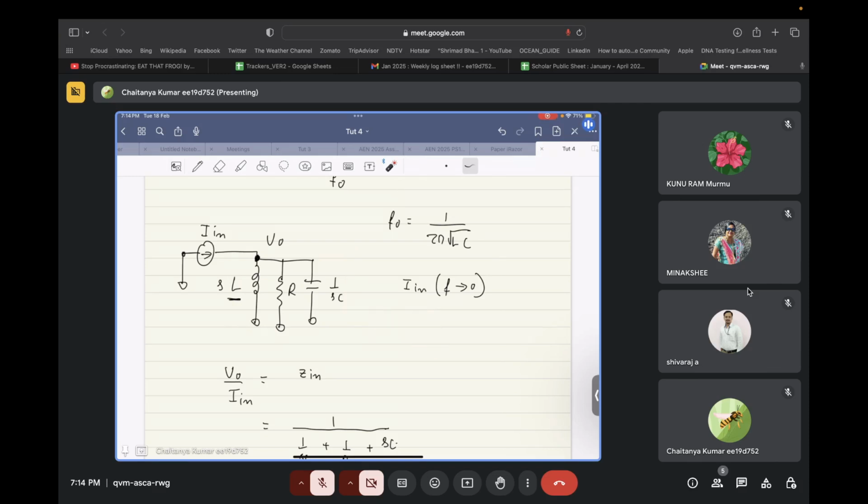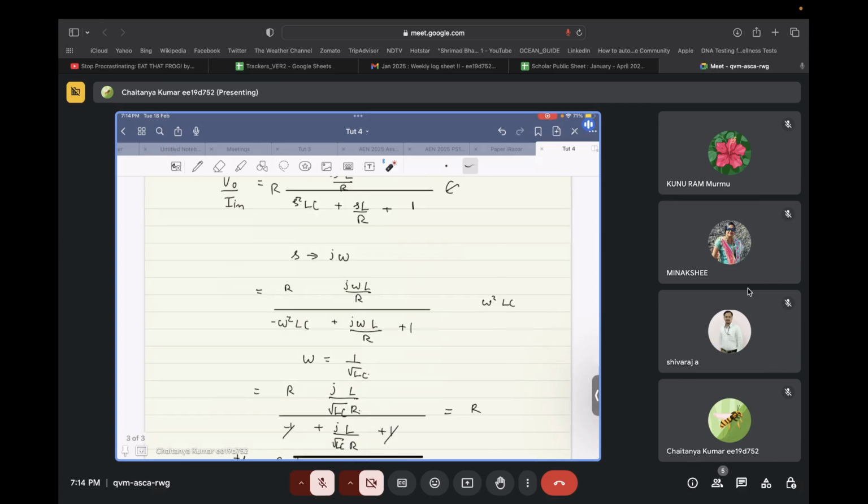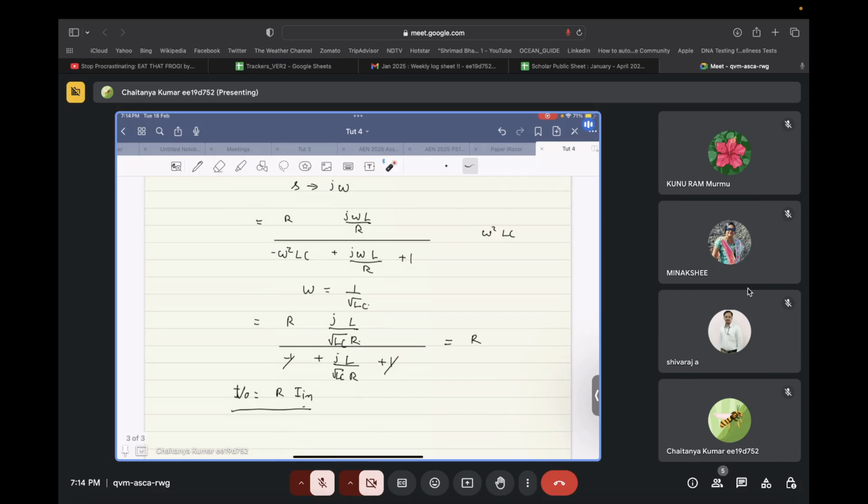So at that frequency, what will happen? Your LC combination will act as an open circuit, and the only impedance looking in that you will have over here is R, right? So from there you can see that IN times R will become equal to V naught at the resonant frequency. The same thing we are getting from this expression as well. When you substitute omega as 1 by square root LC, the trans impedance function from input current to output voltage is equal to the resistance. So this is clear. This basically proves that the equation we have written is correct, right?